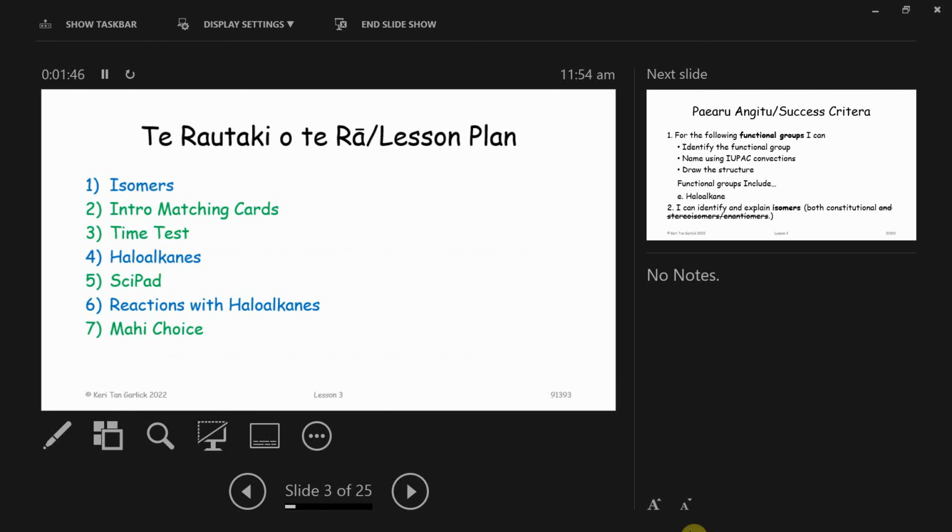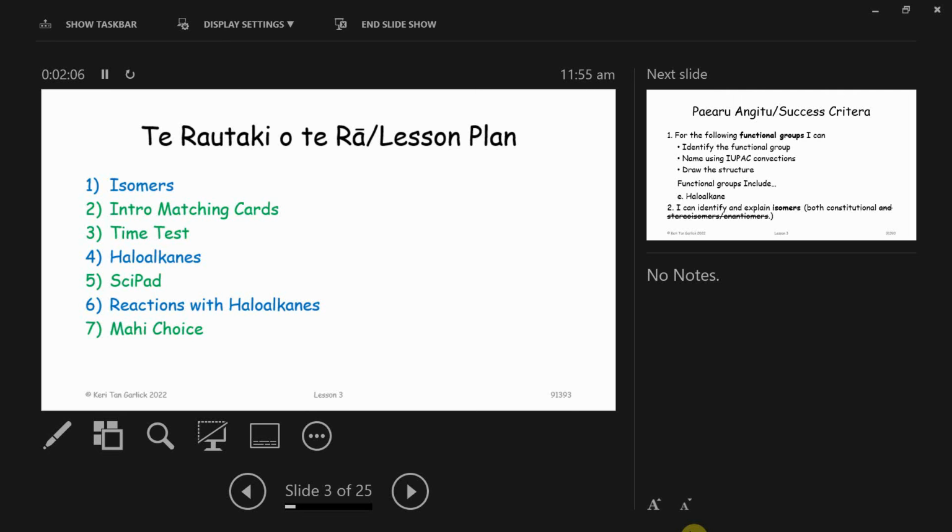Okay, so lesson plan for today. This is the one that we were going to do earlier this week, but you guys needed some study time, which is fine. There's two main themes for today's lesson. It's going to be isomers, and it's going to be haloalkanes. And haloalkanes are a really good way to start introducing the isomers. So I'll give you a little bit of notes.